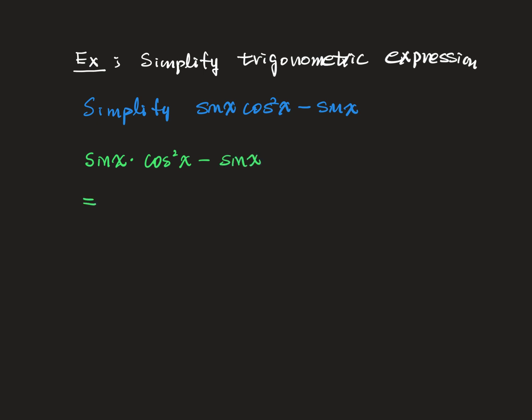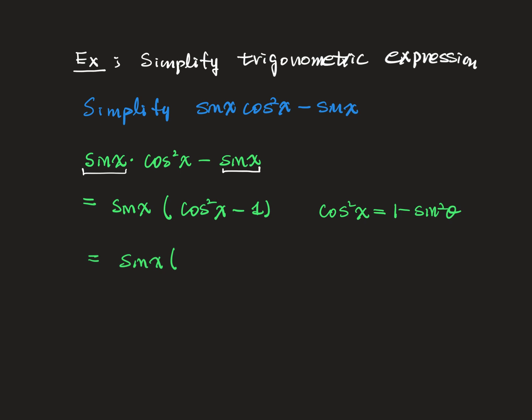When you see a common factor, you take it out. So the common factor is sine x. You have cosine square x minus 1. Now we're going to simplify more. Cosine square x is going to be 1 minus sine square x, right? So you're going to have sine x times 1 minus sine square x minus 1.